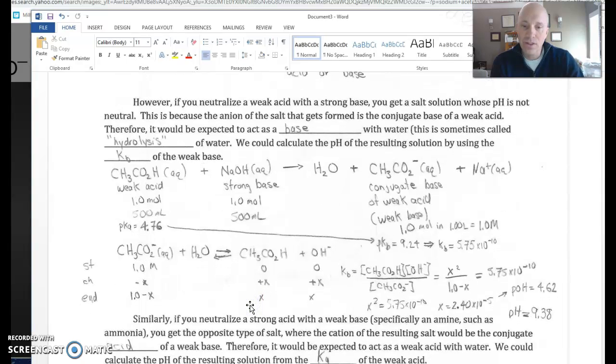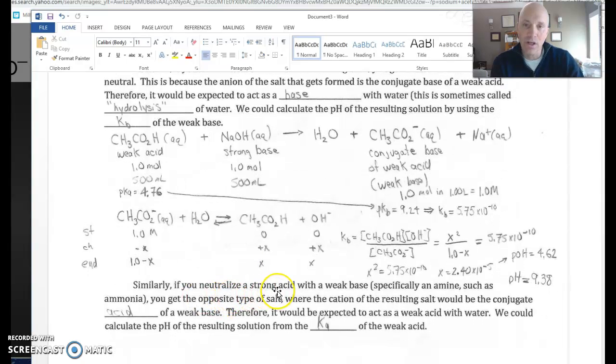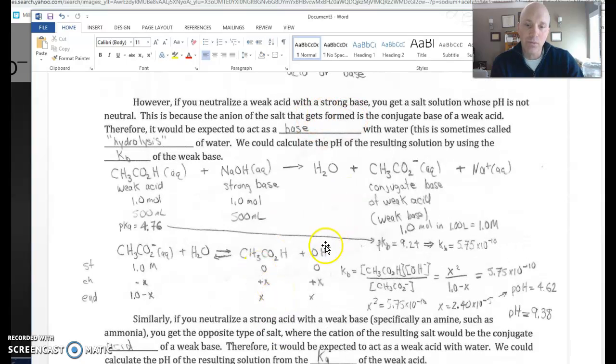So we're going to do the same thing in the next video where we're going to switch things around, where we neutralize a strong acid with a weak base instead of a strong base with a weak acid.